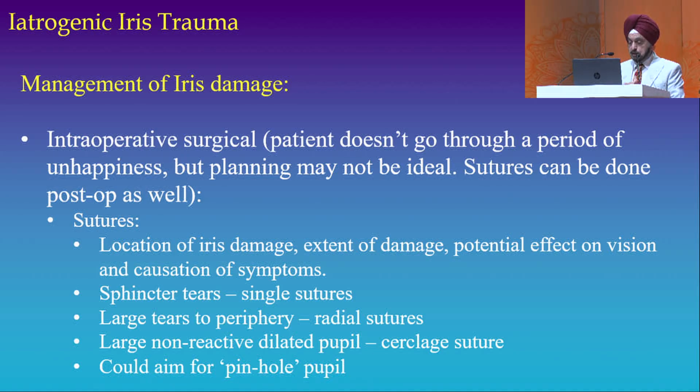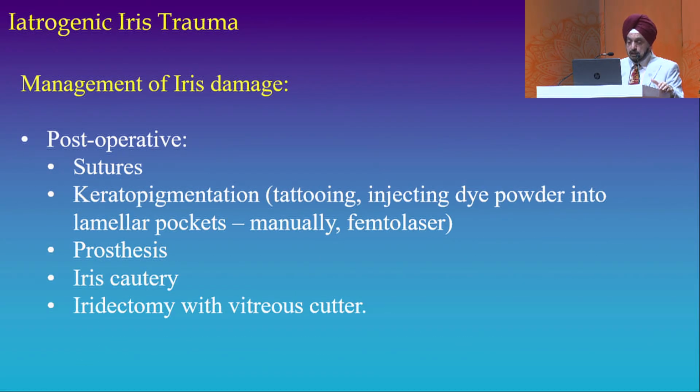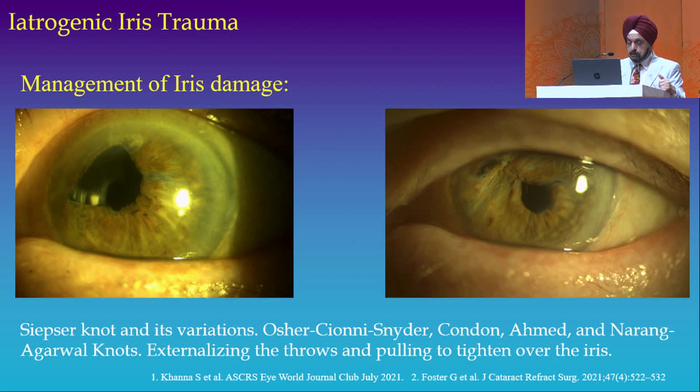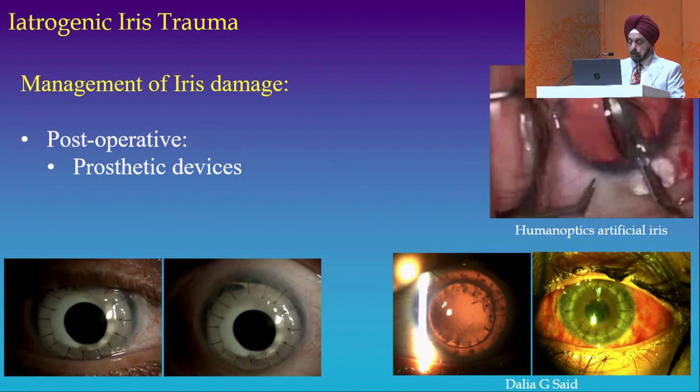And the sutures are very, very useful, as we've seen again in damaged iris repair. It depends on where the iris is damaged, the potential effect on the vision, and how you will suture them back into place. And there are different ways in which you can suture the iris. And you can do the same thing postoperatively, either repair the iris or counter the effects of the iris pigmentation by doing other things. As we see over here, you release the vitreous and you suture it in place, or you use these prosthetic devices, and there are a variety of these devices.